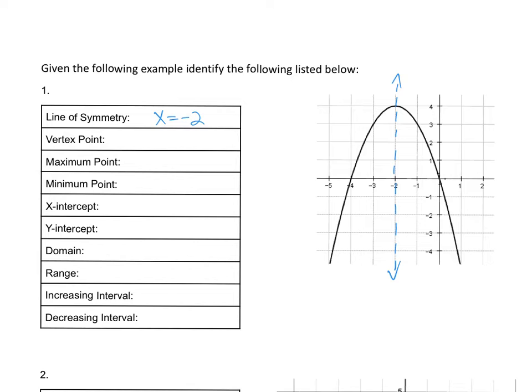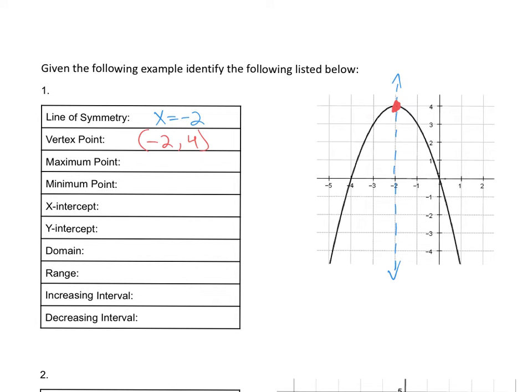The vertex point is always going to be located at the same x value as your line of symmetry. So here, let's make that vertex point on this graph. I'm going to do it in red over here, so you can see that vertex point, that point of inflection where the graph goes from going up to going down. So that point is located at -2, +4.